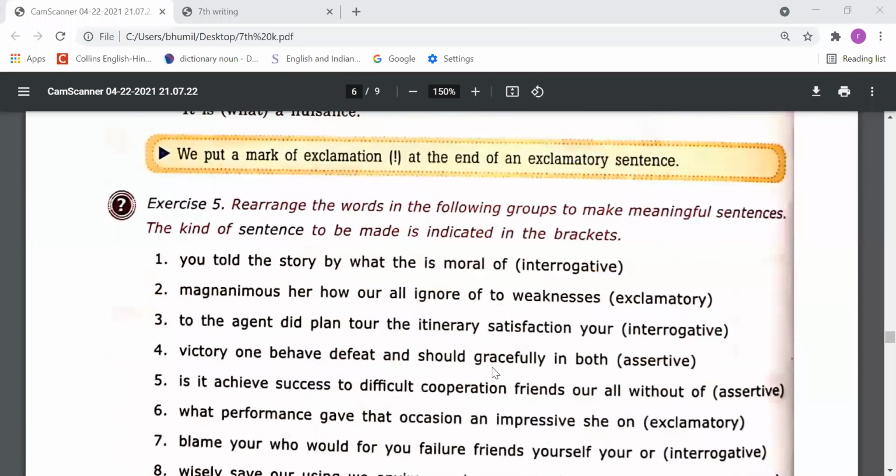Now let's come to exercise number 5. Rearrange the words in the following groups to make meaningful sentences. The kind of sentence to be made is indicated in the bracket. So dear students, you have to make sentences. The words are written there. You need to use these words and make sentences, right? Let's do this.